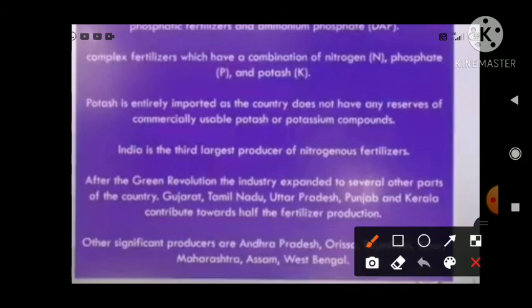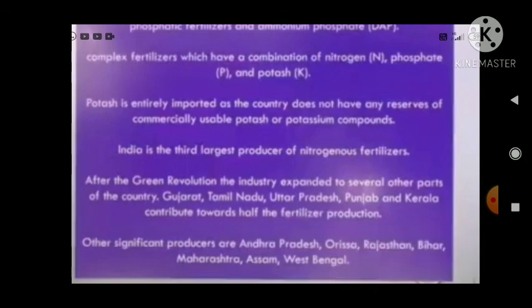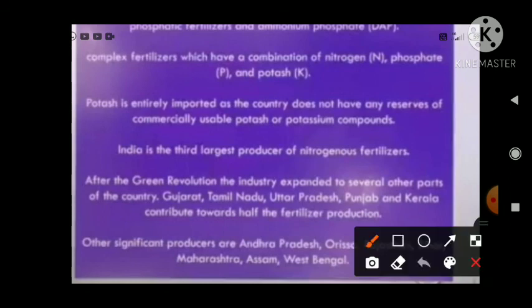Other significant producers are Andhra Pradesh, Gujarat, Rajasthan, Bihar, Maharashtra, Assam, and West Bengal. Overall, almost all the states produce fertilizers, because farming is very essential, and for farming, fertilizers are needed.